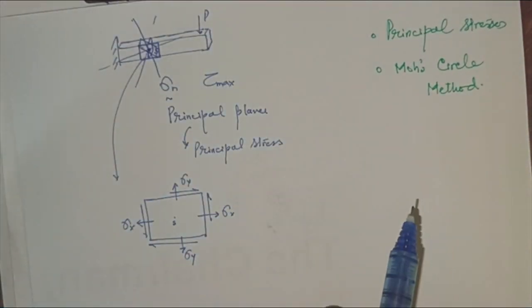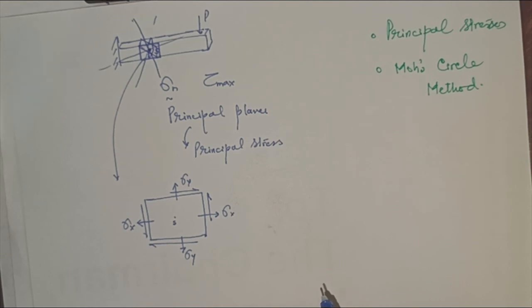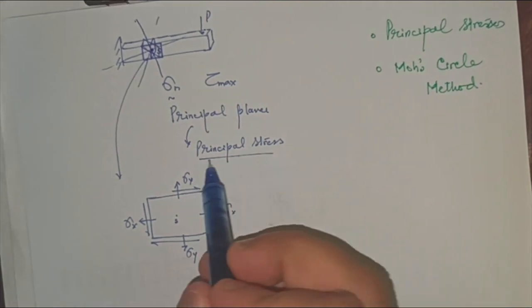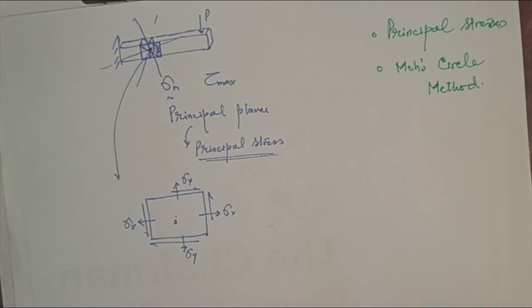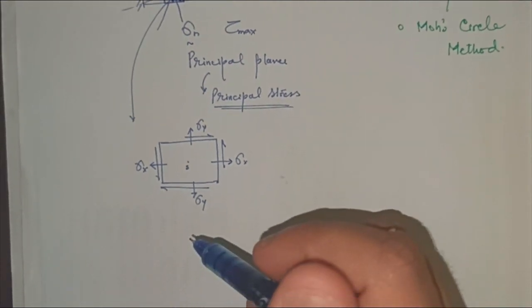But there will be one plane along which the stress will be maximum, and that plane is known as the principal plane. The corresponding stress on that plane is known as the principal stress. So let's find out these principal stresses and principal planes. What are they? How will they be obtained?